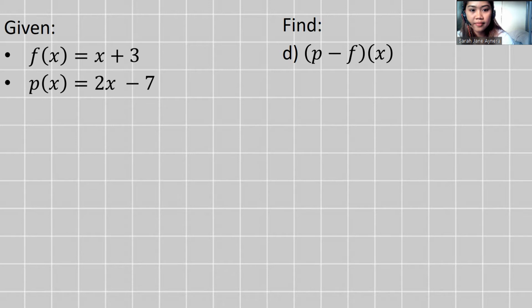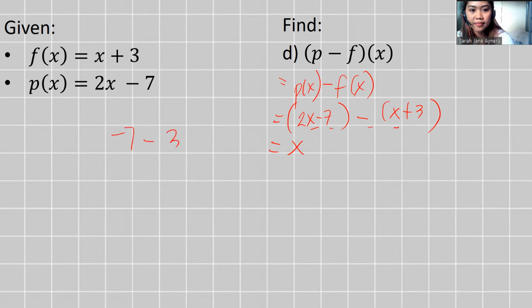Example letter D, p minus f of x. So, this will become p of x minus f of x. Let us substitute p of x, that is 2x minus 7, minus f of x, which is x plus 3. This is equal to, subtract like terms, 2x minus x, that is x. Negative 7 minus 3. Copy, change. Negative 7 plus negative 3 is negative 10. So, this will become x minus 10.